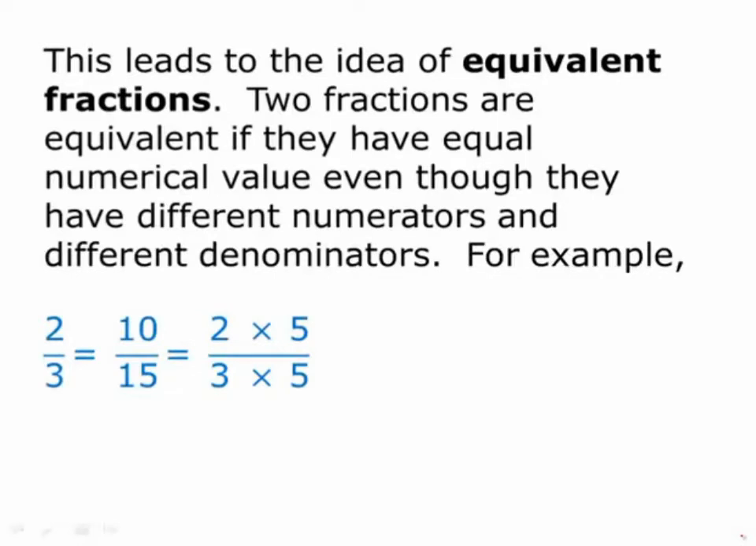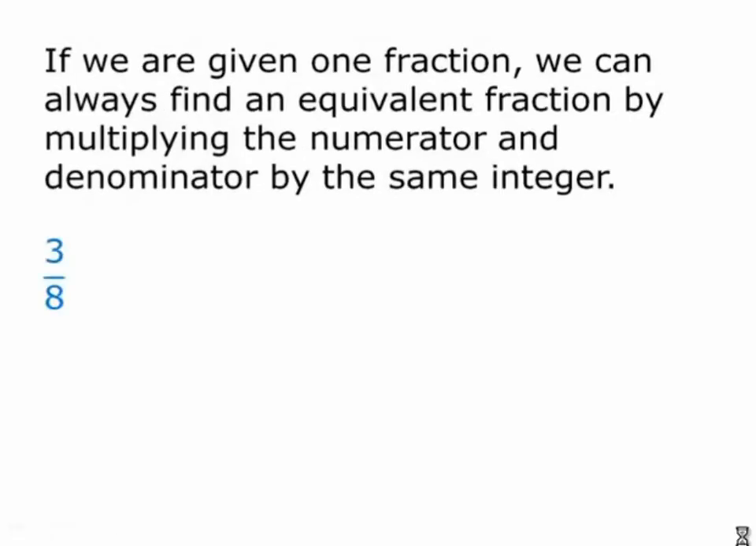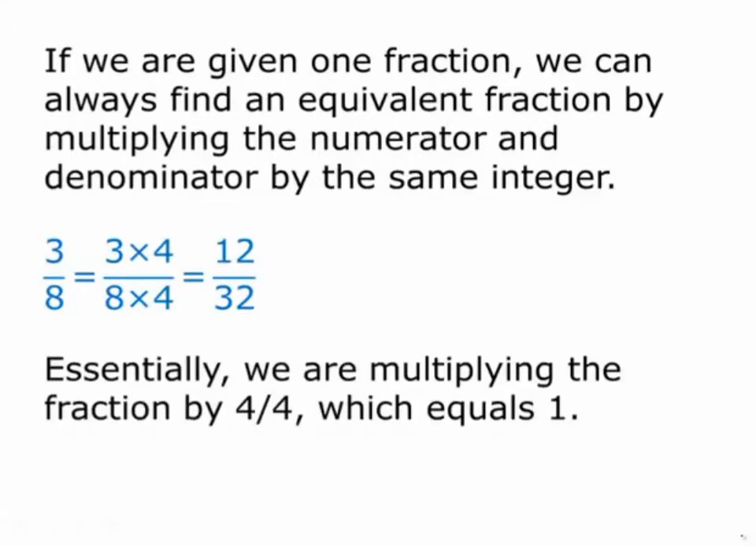And in fact, we can expand that idea. If we are given one fraction, we can always find an equivalent fraction by multiplying the numerator and the denominator by the same factor. So for example, we start out with 3/8. We could multiply the numerator and the denominator by 4. This would give us 12 over 32, an equivalent fraction. Essentially, we are multiplying the fraction by 4 over 4, which equals 1.